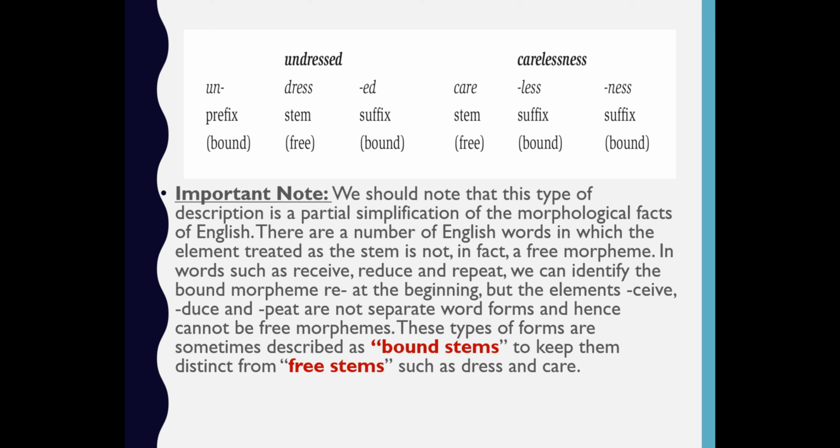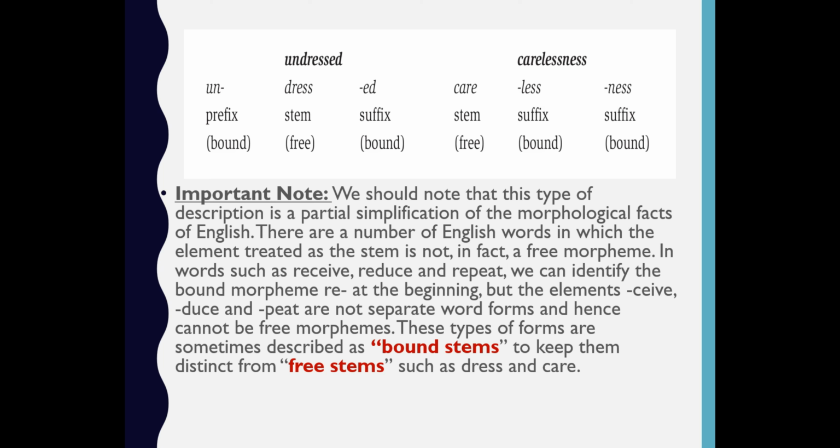Less. Less here is a suffix. Careless. This is an adjective, okay? On its own, without the ness at the end, it's an adjective. Careless. Less here is a suffix, which makes it by default a bound morpheme. It has to be attached to another word in order to have meaning. Careless. And then you have another suffix, which is ness, N-E-S-S. Another suffix, which is another bound morpheme.